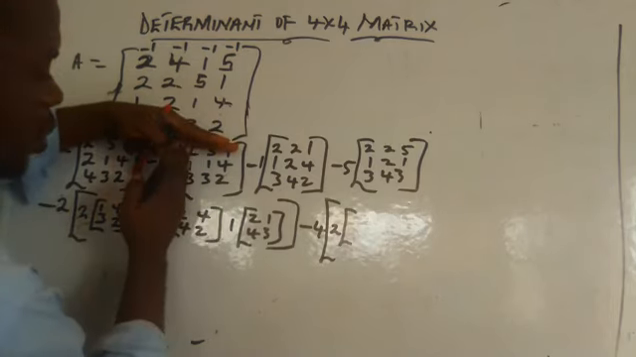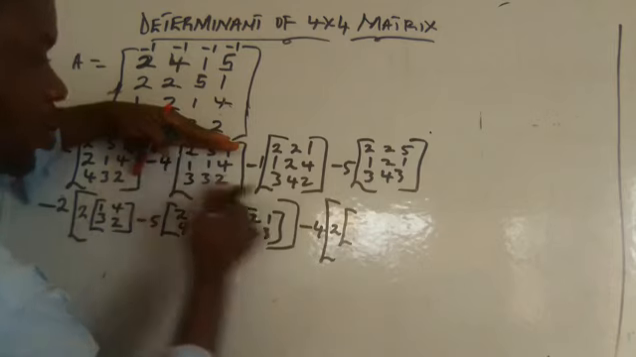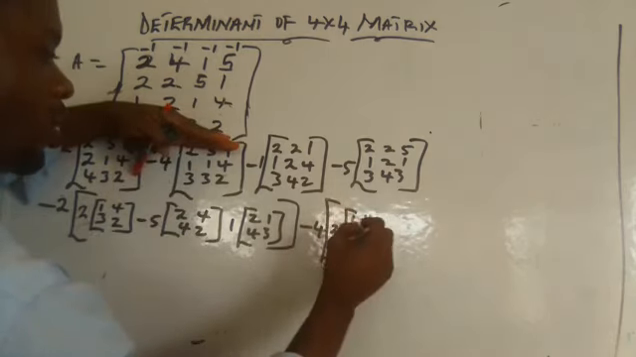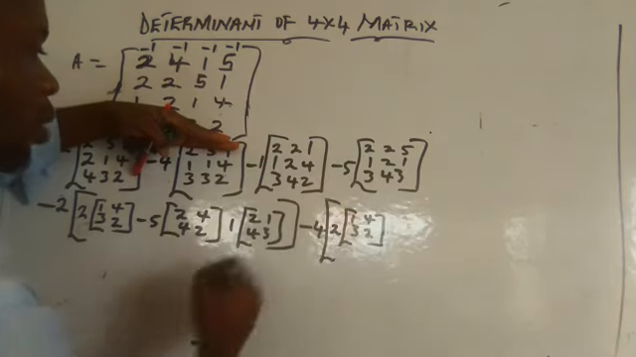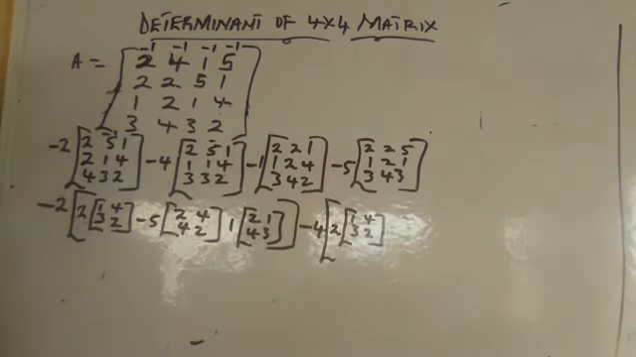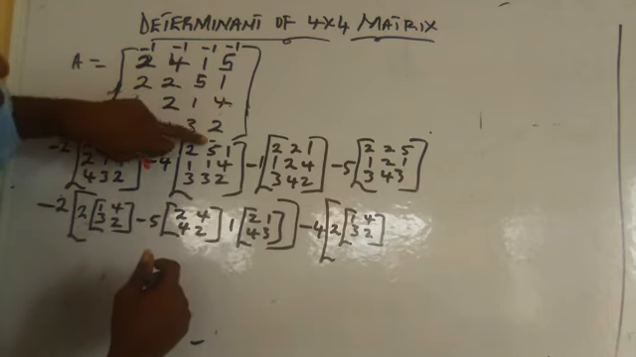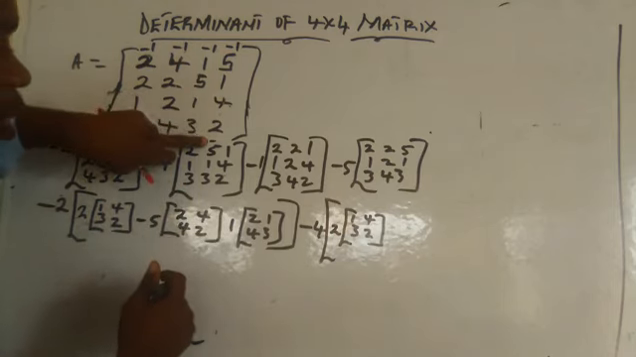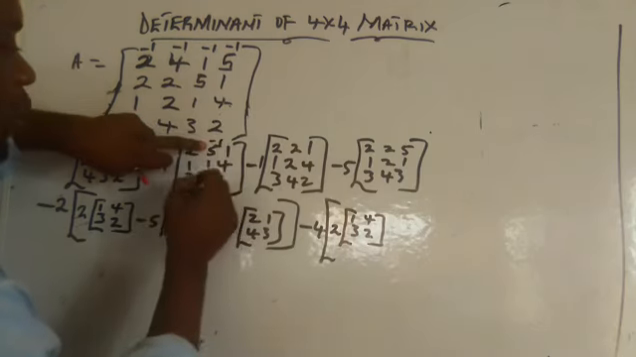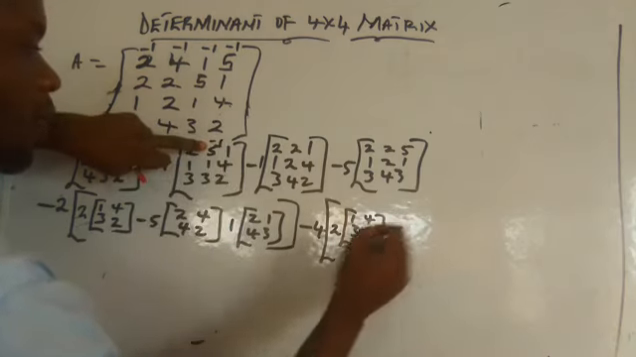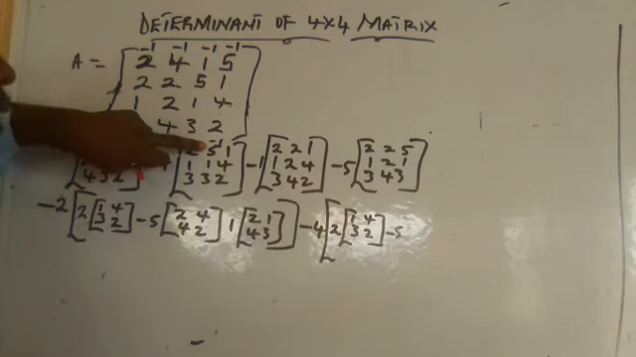I eliminate the first row, first column. I'm having 1, 4, 3, 2. Are you getting it? If you get a 1, 4, 3, 2, then you do the second one. The first element of the second column, minus 1 times 5, will give you minus 5. Having gotten the minus 5, so what do we do now?